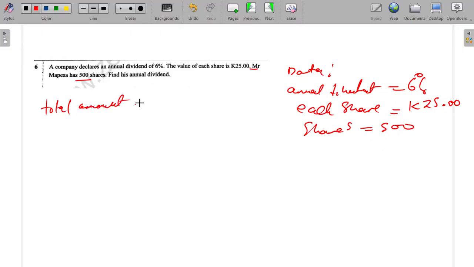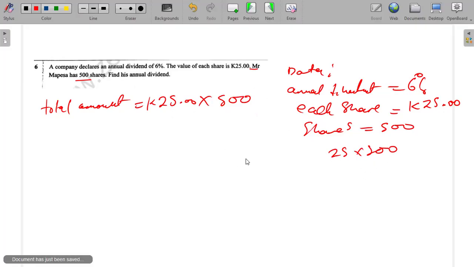we know that each share is 25 kwacha, isn't it? So we're going to say 25 kwacha for each share multiplied by the 500 shares that he is having, right? So it's more like we have 25 multiplied by 500. I'm not having a calculator. Remember, this is paper 1. You don't use a calculator. So how am I going to solve such a question? It will be hard for me to start figuring out how to solve a question like this.